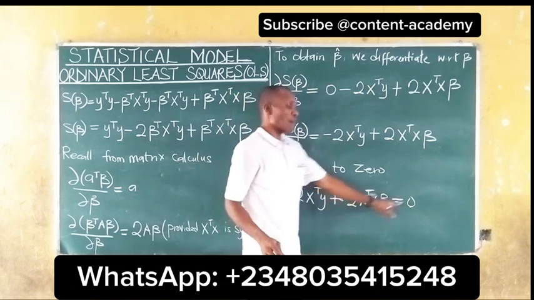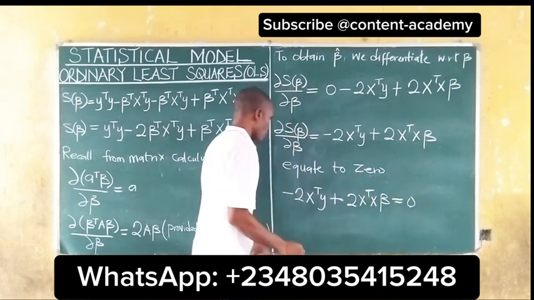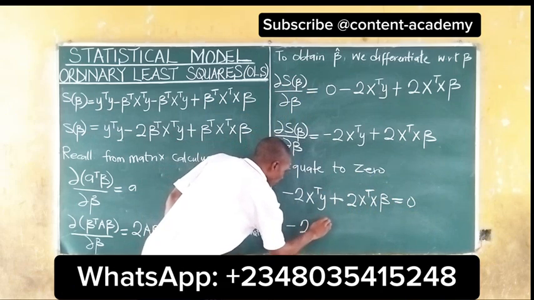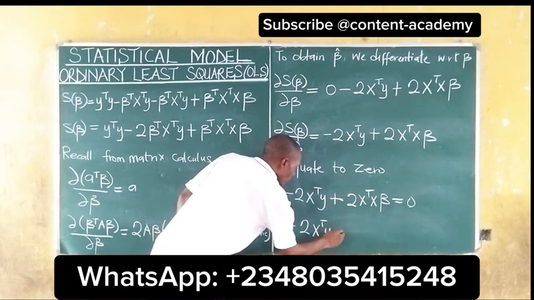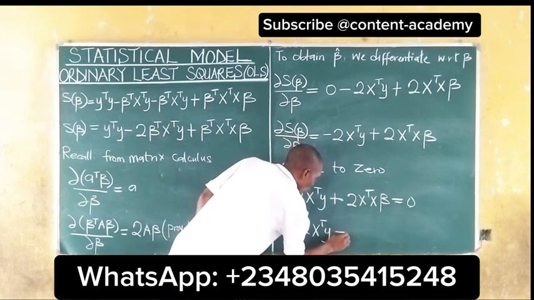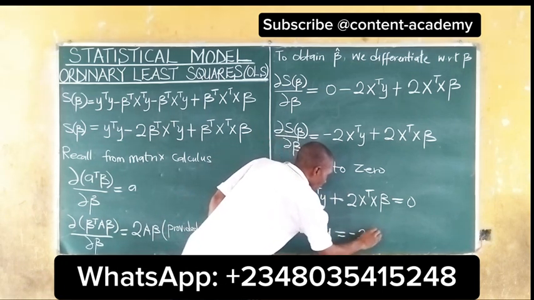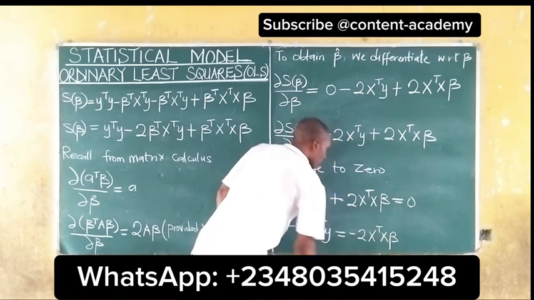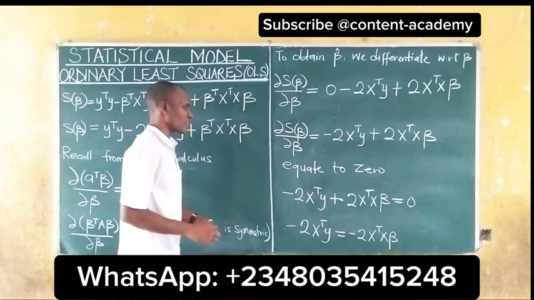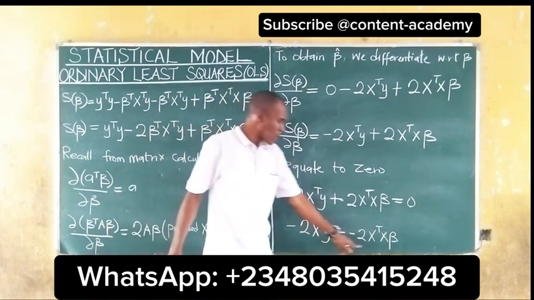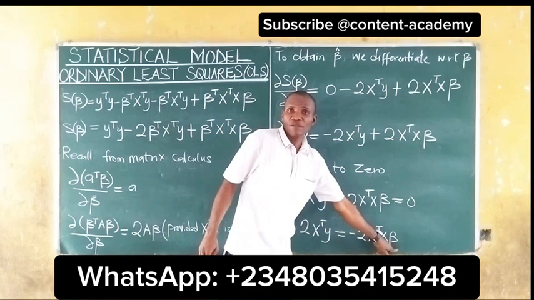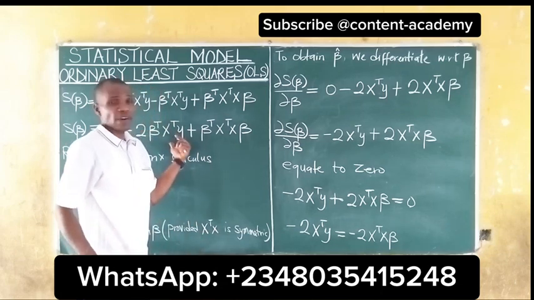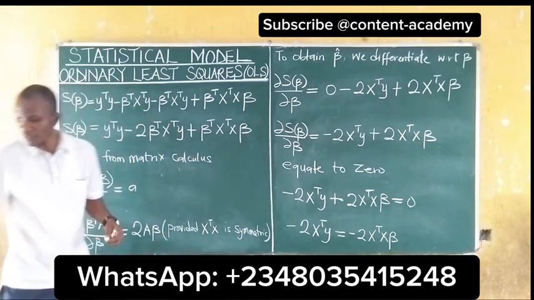Of course, this can move over to this other side of the board. So we have negative 2X transpose y to be equal to negative 2X transpose X, then b. We have this. Now, we are looking for b, vector b, that minimizes the sum of squared errors. We move over to this side of the board to write it as a copy.